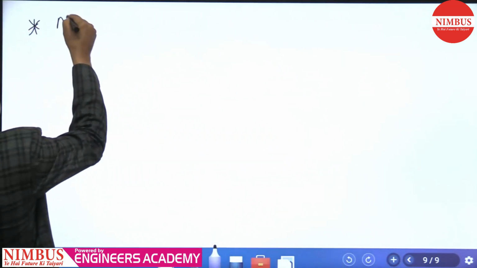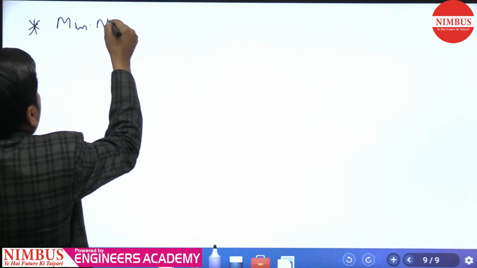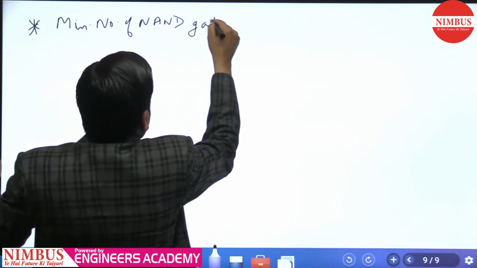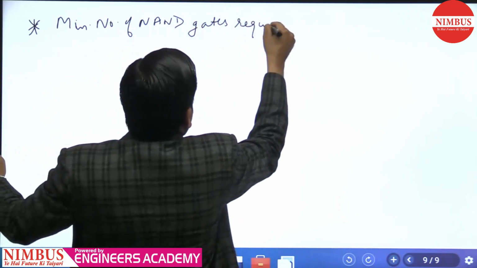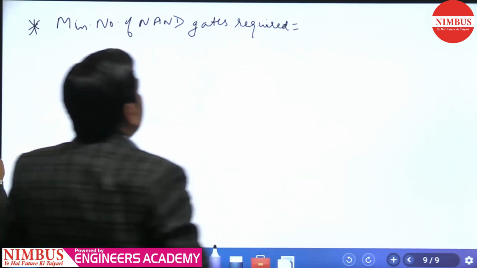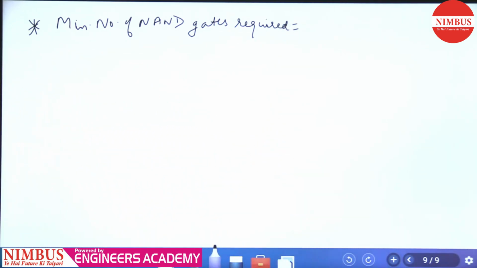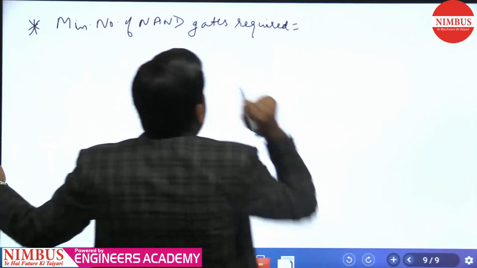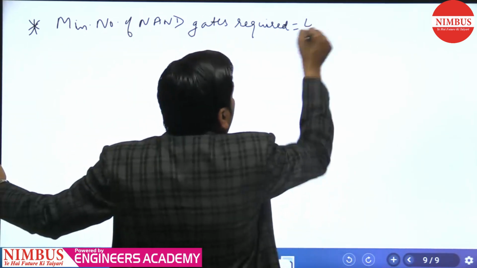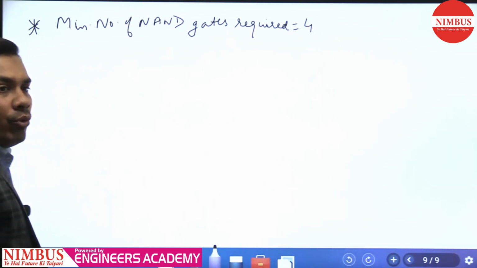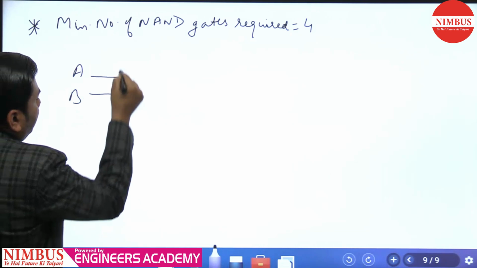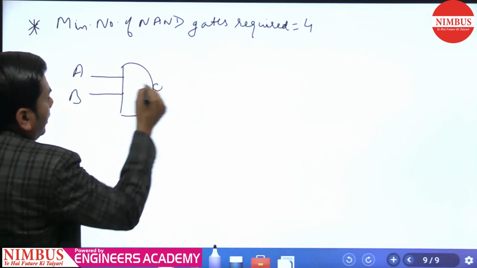Next point is the minimum number of NAND gates required. Everyone, note it on the board, please. Minimum number of NAND gates required for the XOR. The answer is 4. The circuit is, we have inputs A and B.